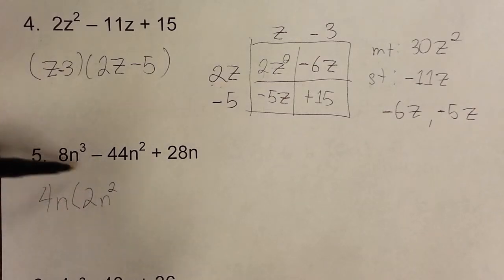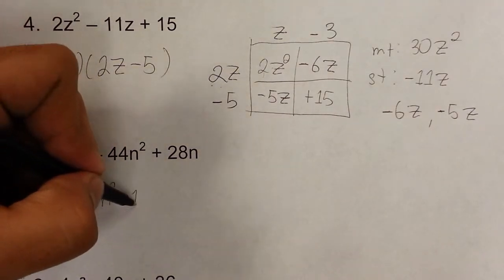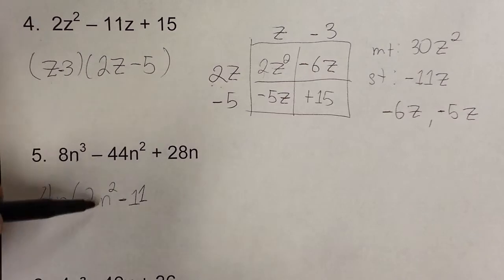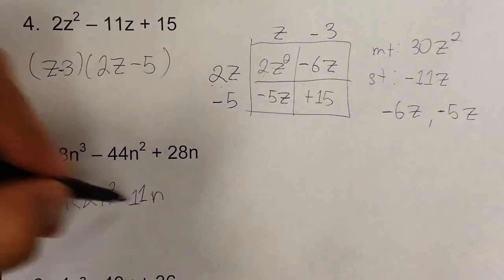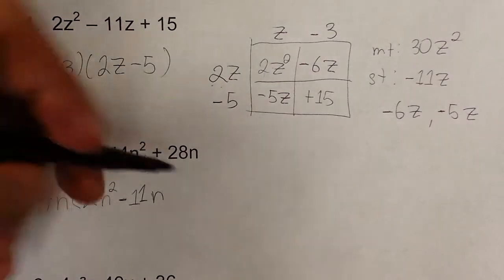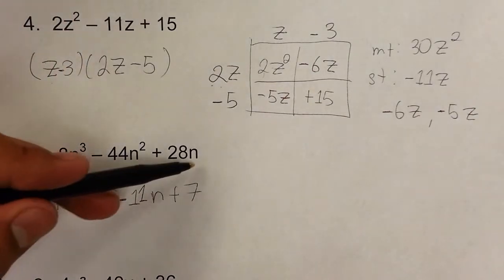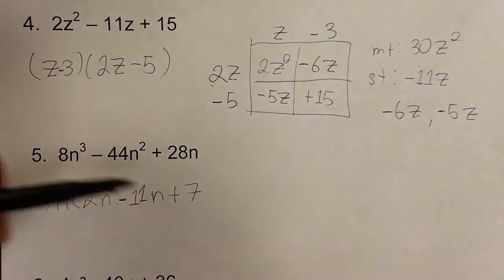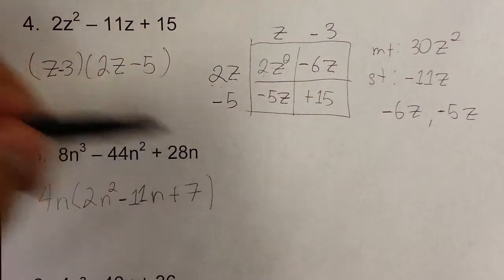Multiply these, make sure that you get your original factor. Then we've got a negative 44 divided by 4 makes a negative 11. And we took out one n, so n times n would give us n squared. 4 times negative 11, negative 44. And let's check for 28. 28 divided by 4 is a positive 7. 7 times 4 is 28. And we took away one n, so what times n would give us n? 1. 7 times 1 is still 7.